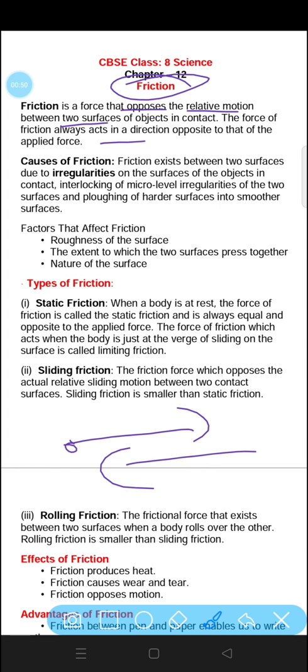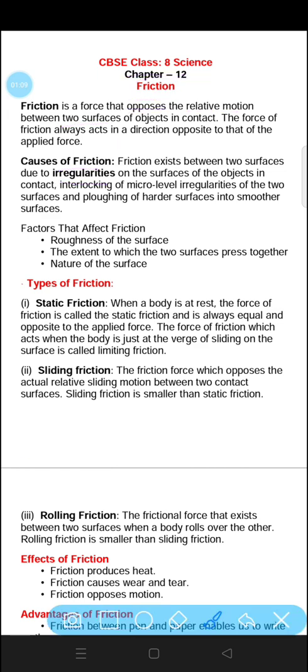What are the different causes of friction? What causes friction? Let us see that. Friction exists between two surfaces due to irregularities, meaning the surface should be rough. A rough surface exerts friction. On the surfaces of objects in contact, there is interlocking of micro level irregularities of the two surfaces and plowing of the harder surface into the smoother surface. So these are the reasons which cause friction: irregularities on the surface, interlocking at the micro level, and plowing of the harder surface into the smoother surface.